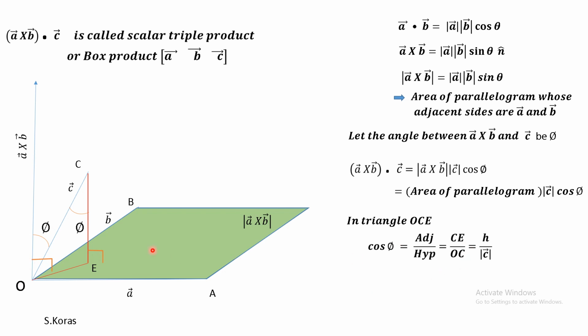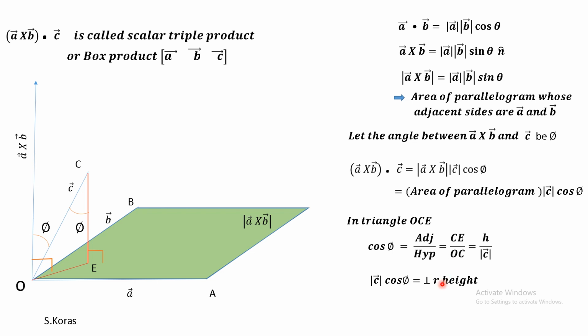OC is nothing but the length of the C vector, that is modulus of C vector. CE is just the height. Because these two lines are parallel, this line is perpendicular to this parallelogram, hence this line will also be perpendicular to this parallelogram, hence this is a perpendicular height. We have marked that as H. If this modulus of C vector goes to the other side, it becomes multiplication. So modulus of C vector into cos phi is equal to the perpendicular height.